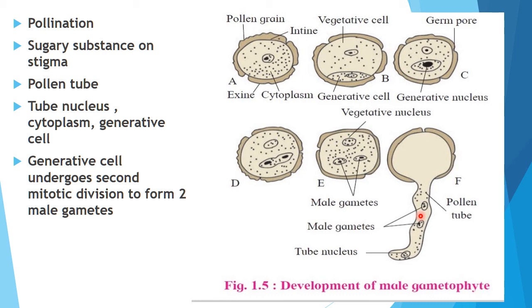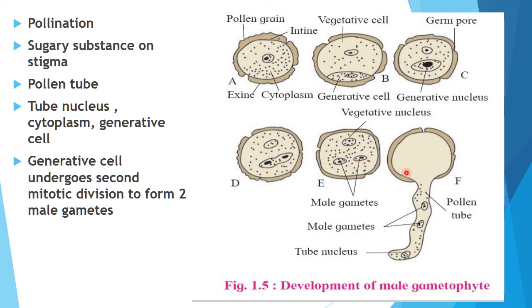So, if the structure of the male gametophyte is asked, don't forget there should be two male gametes, a tube nucleus and a pollen tube. If you are representing the structure and development of the male gametophyte with a diagram, then you have to draw all these stages. First the microspore, then the two-celled structure, with the generative cell floating in the cytoplasm of the vegetative cell, and then the generative cell dividing into two male gametes.